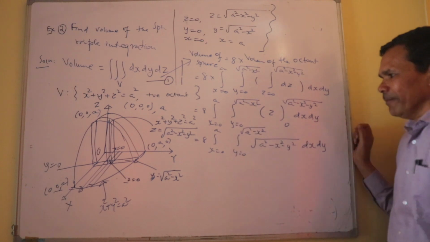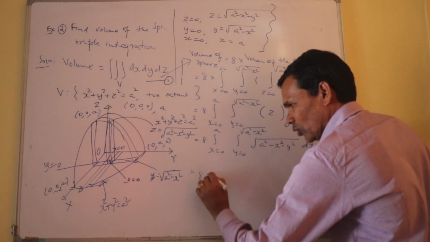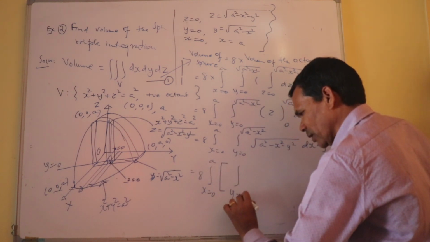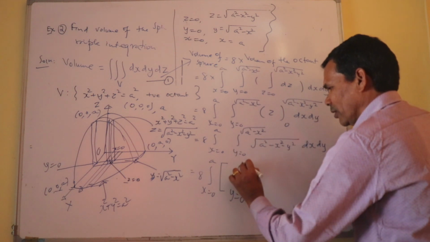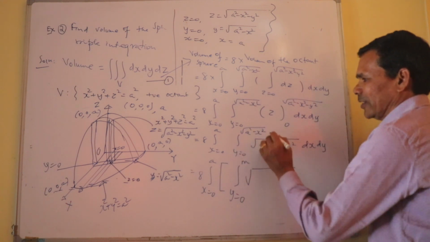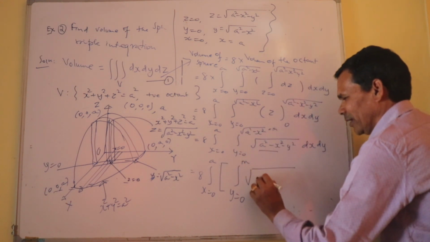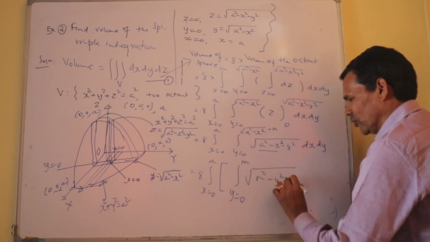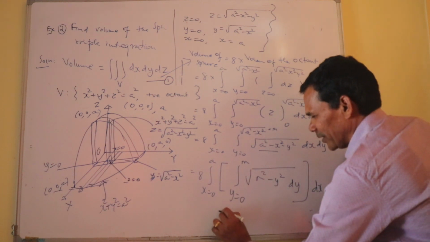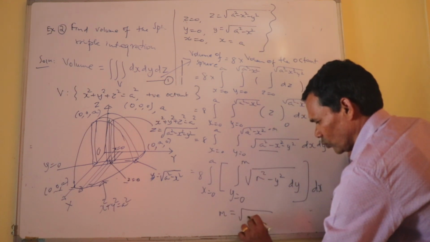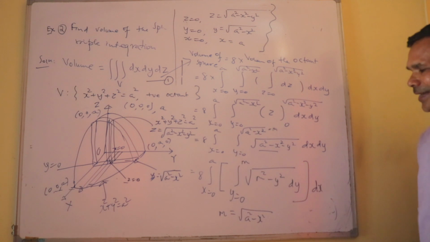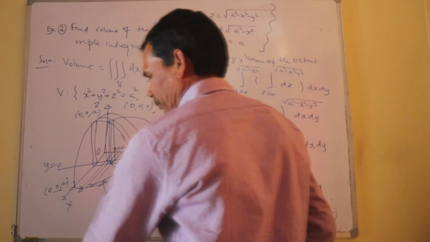Now with respect to y, keeping x constant, so 8 times x from 0 to a. With respect to y, x is constant, so I will consider root of a square minus x square as m. So naturally it is root of m square minus y square into dy, and then with respect to x. I use a temporary substitution here: m is equal to root of a square minus x square. So I integrate this by using the formula.